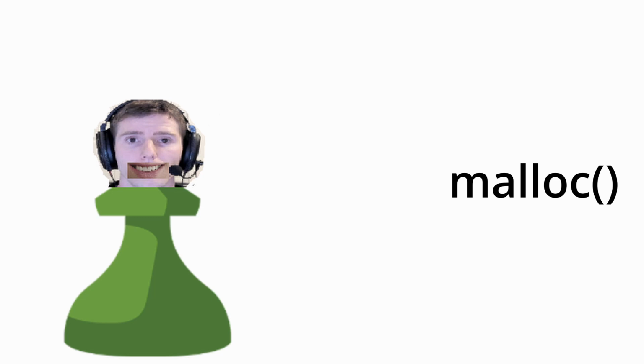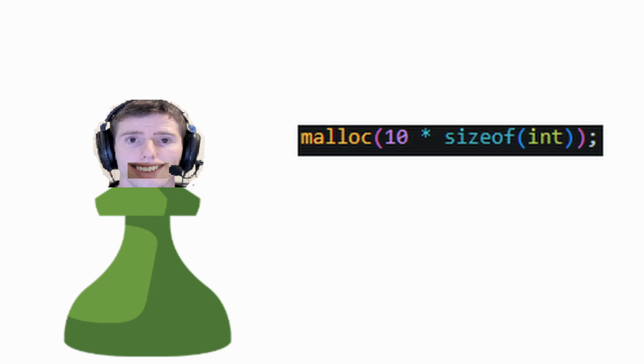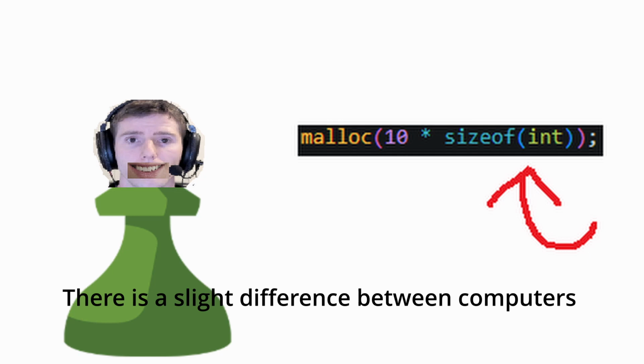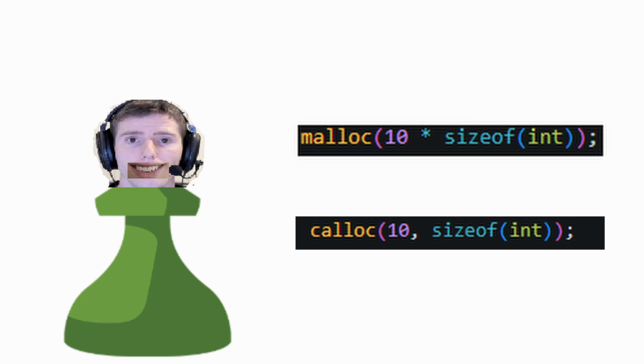With malloc, you have to specify the exact amount of memory that you want to allocate. So if you wanted to have enough space for 10 integers, you would write it like this. You just take the amount of bytes an integer takes up on your computer and multiply that by the amount of integers you want. With calloc, on the other hand, you would specify how many things you want and then the size of them. This is pretty much the exact same thing, but instead of multiplying on your own, you send in two values to the function.